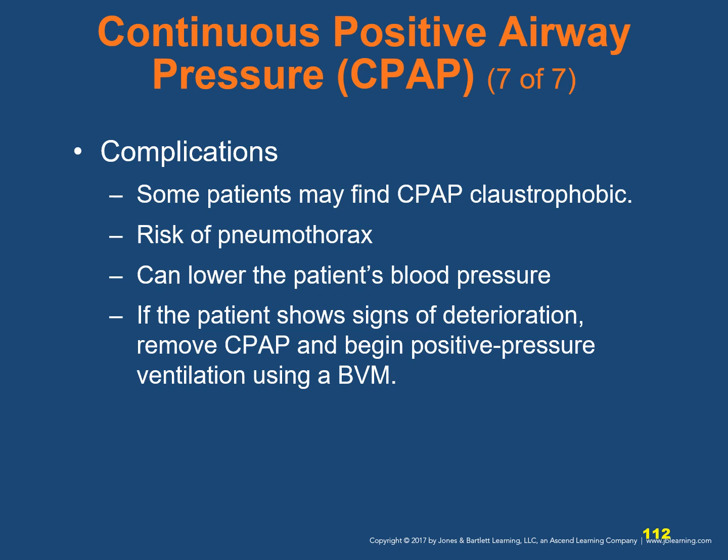There can be complications from a CPAP. Some patients may find CPAP claustrophobic and resist application of the mask. You have to coach patients through the process rather than forcing the mask on them. Due to the high volume of pressure created by CPAP, pneumothorax is a risk. High pressure in the chest can lower the patient's blood pressure. If the patient shows signs of deterioration, remove the CPAP and begin positive pressure ventilation using a BVM attached to high flow oxygen.